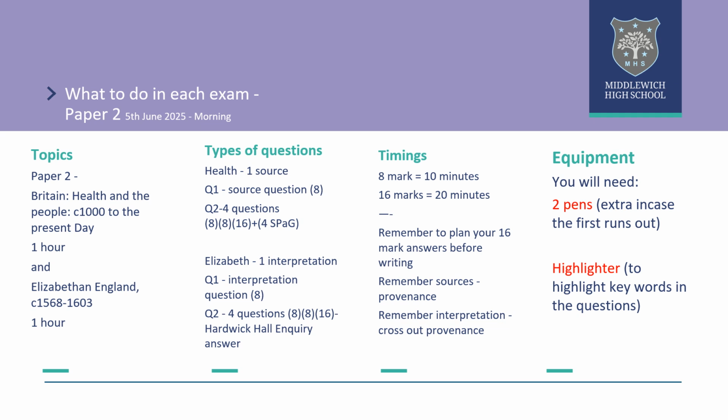Elizabeth is the final paper you will do, and this has an interpretation at the beginning. You do not need to talk about who wrote this. Cross that out straight away. You're talking about what it's saying and what you know and how convincing it is. Pick out 3 or 4 different pieces of information it talks about. You don't need to quote, you can infer, you can say this interpretation suggests, and then explain using your own knowledge how convincing, how true, how accurate it is.